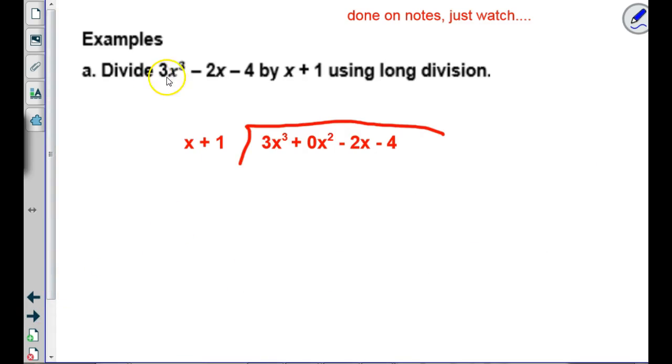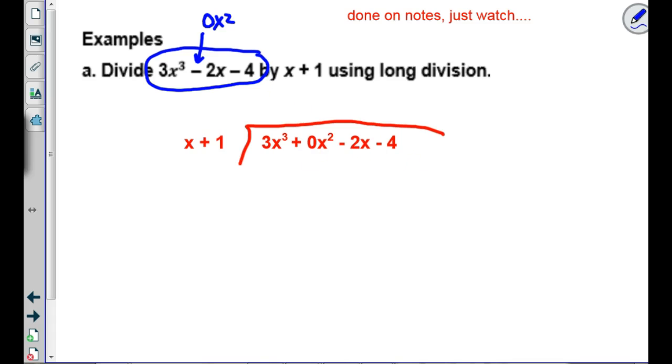All right, so this is one that actually we could do synthetically, but we're going to do it by long division. It's already done on your notes, so all eyes up here, just help me. As soon as I wrote this down, I had to put what in? Okay, 0x squared had to act as a placeholder. Gentlemen.